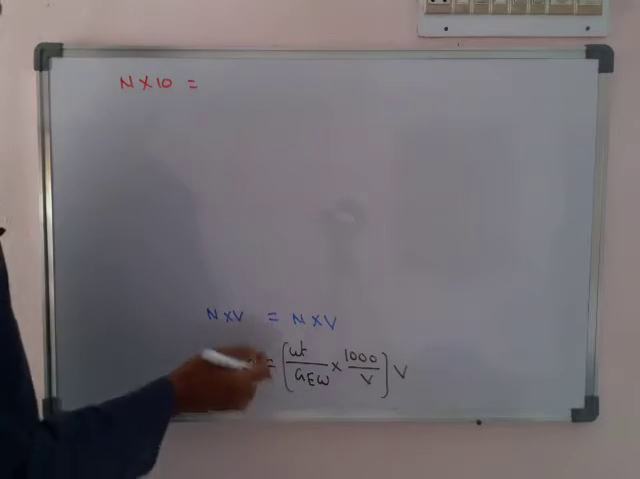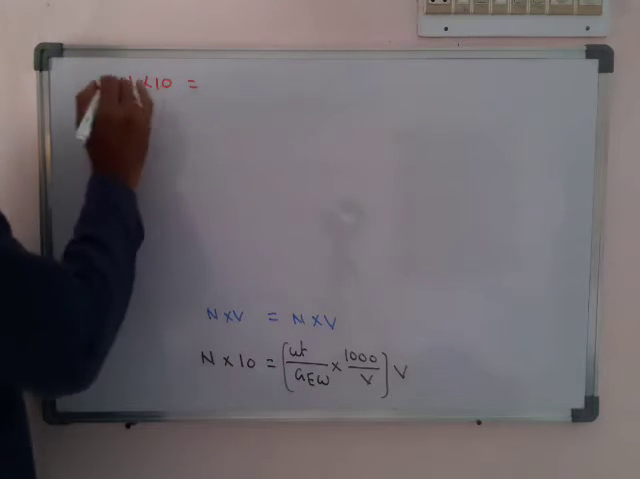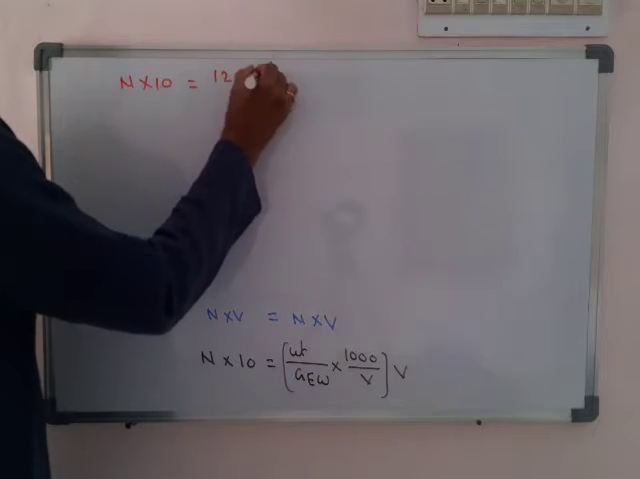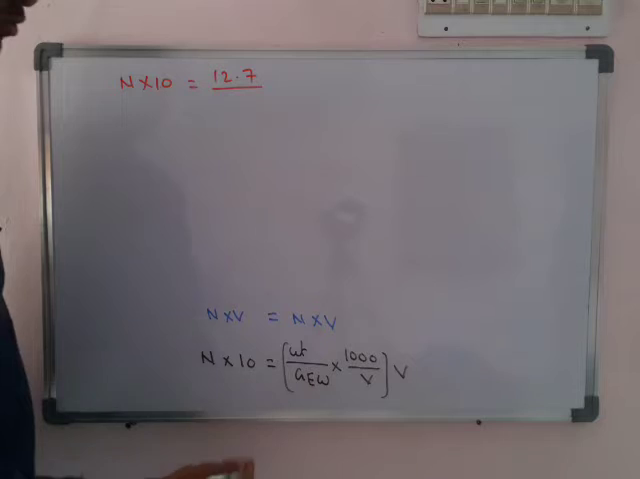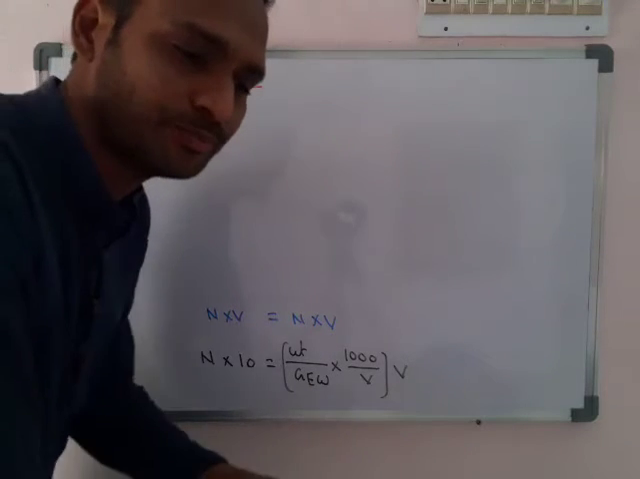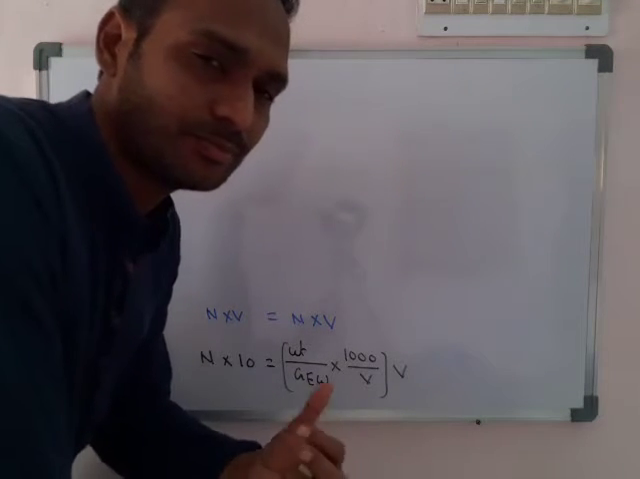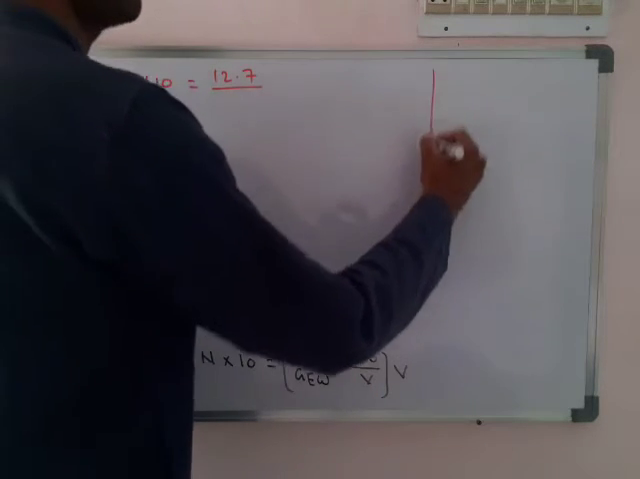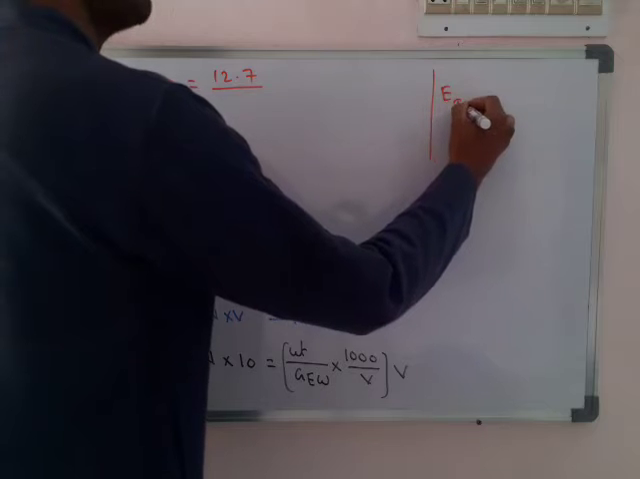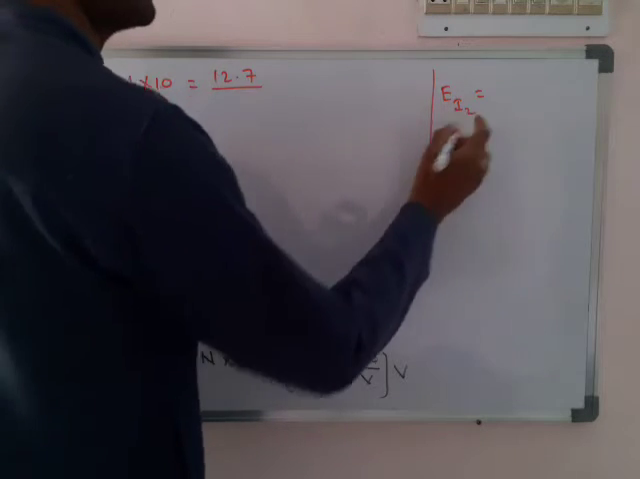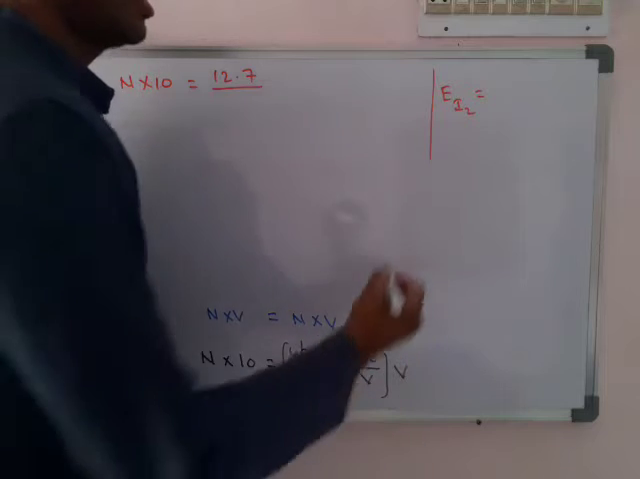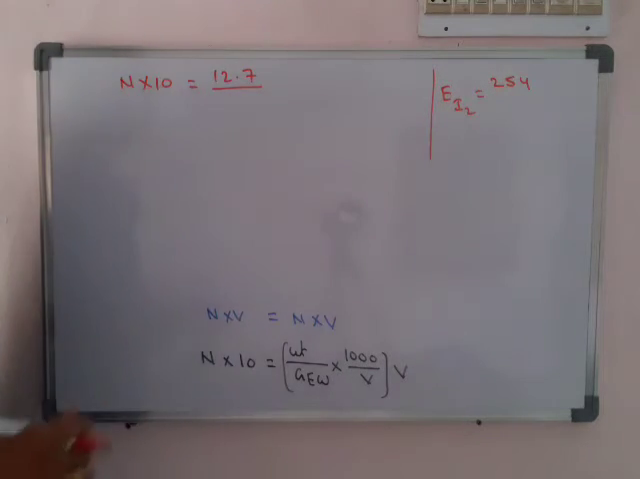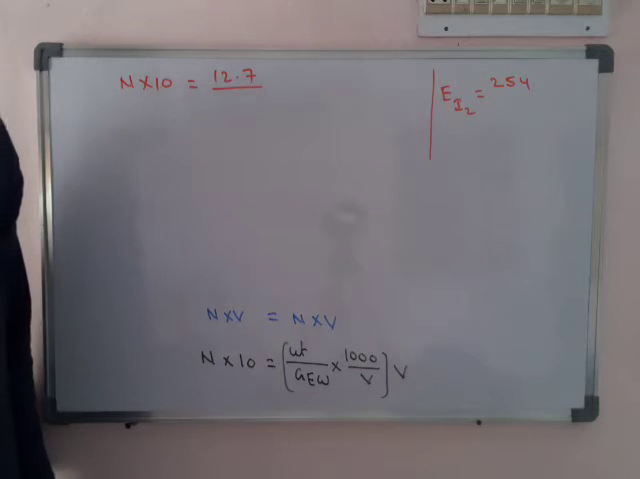So what is the weight? The weight is given, 12.7 grams of iodine. Next, gram equivalent weight. What is the formula? It is molecular weight by n factor. For iodine, the formula weight: one iodine is 127, here there are two iodines, so 254. I2 is there.